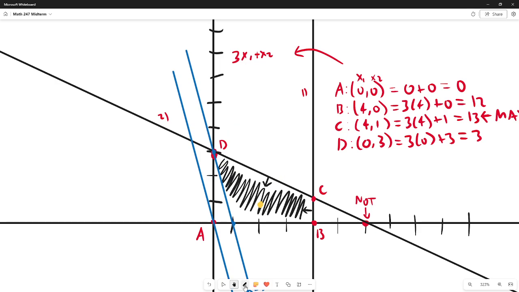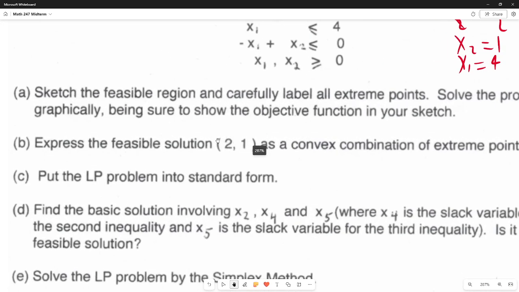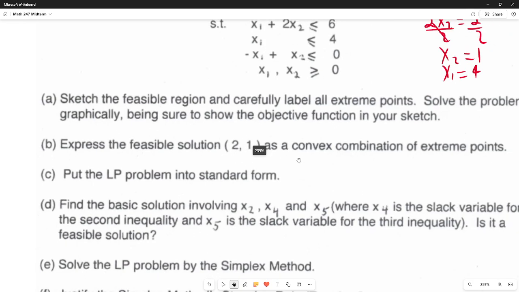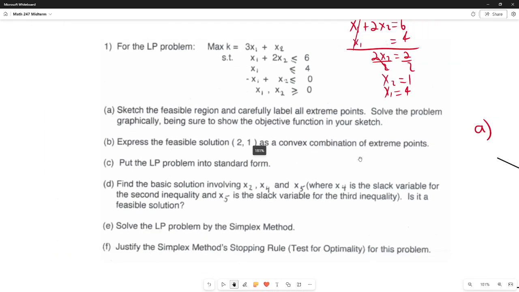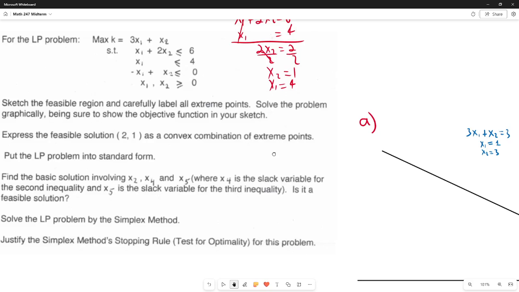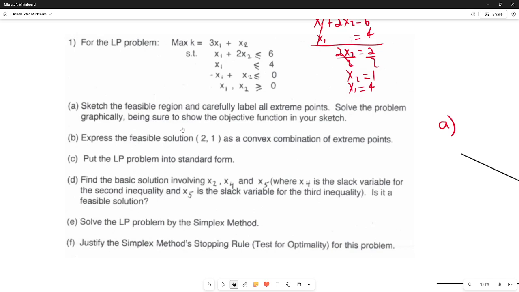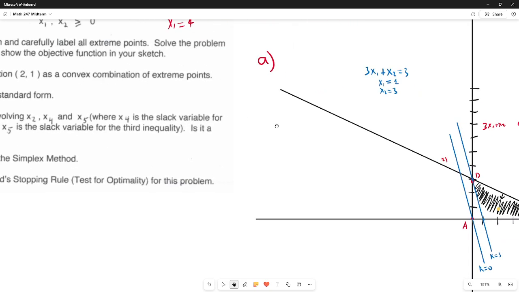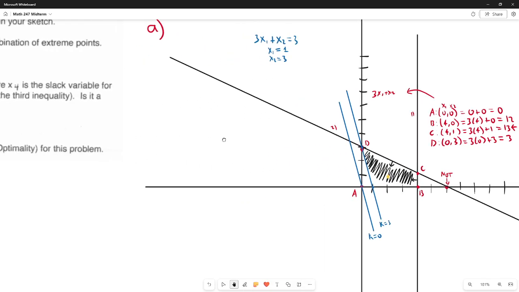You can confirm if that is correct by looking at part B of the question to see, okay, is this point within that region? There is a possibility that that point can still be in the region, but you can just use that as some reassurance that you're correct. It's not 100%, but some level of reassurance. Because it even says express the feasible solution (2, 1). So it's saying it is a feasible solution. Okay. So that's (2, 1).